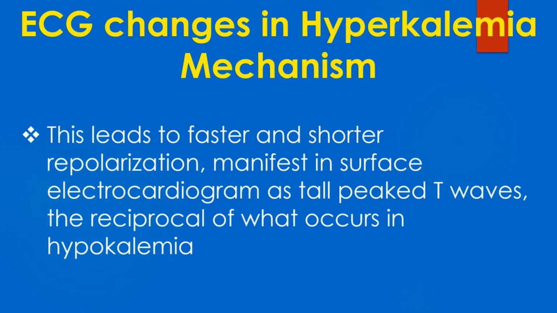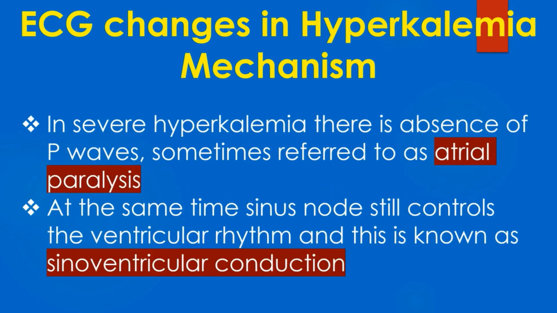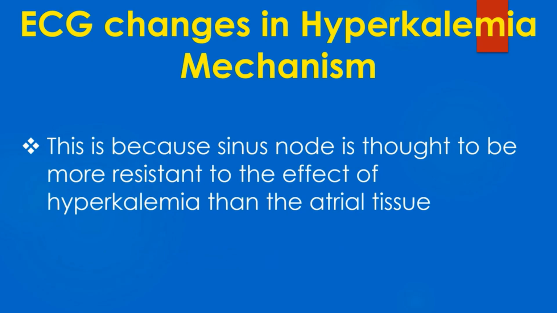In severe hyperkalemia, there is absence of P waves, sometimes referred to as atrial paralysis. At the same time, the sinus node still controls the ventricular rhythm, and this is known as sinoventricular conduction. This is because the sinus node is thought to be more resistant to the effect of hyperkalemia than the atrial tissue.